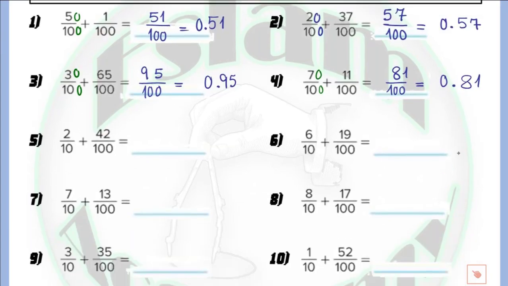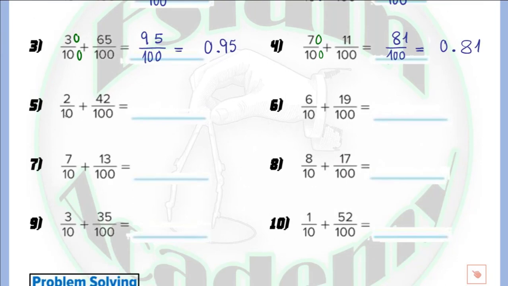You will find the same in question number 5. 2 over 10 plus 42 over 100. They have different denominators. We can make the denominator equal 100 by multiplying by 10. So 20 over 100 plus 42 over 100. Now write 100 without any change. 42 plus 20. 0 and 2 equals 2. 2 and 4 equals 6. Now we can add them. So the answer will be 62, then put the decimal point after 2 places.